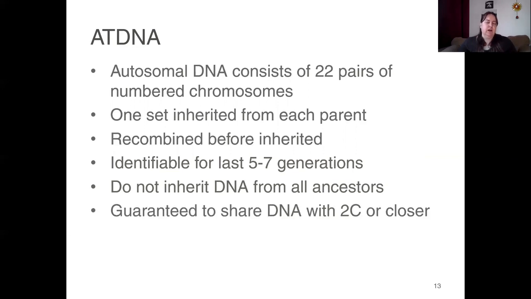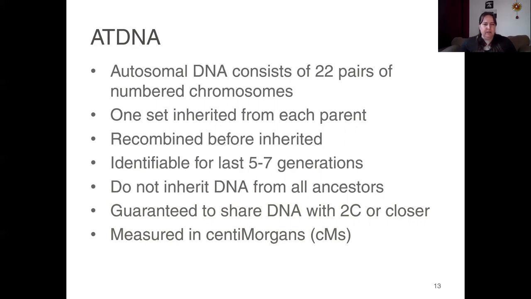And because of this, you're actually only guaranteed to share DNA with a second cousin or closer. So it is possible to have a known third cousin with a paper trail connection, but you don't share any DNA. That's okay. Autosomal DNA is measured in centimorgans. It's just a unit of measurement. The more centimorgans you share in common with somebody, the closer the relationship.